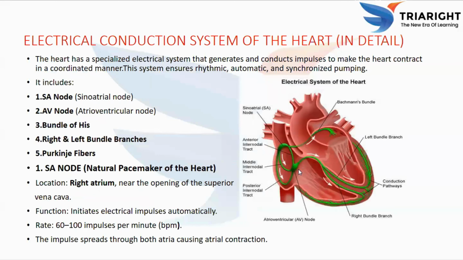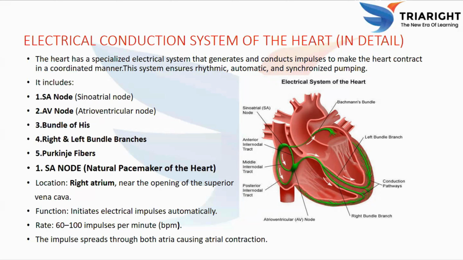This is about the cardiac cycle, diastole and systole, and the 7 phases of the cardiac cycle. And then we are going to learn about the electrical conduction system of the heart. So what is the electrical conduction system of the heart? The heart has its own electrical system that makes it beat automatically and in the correct order. So first the atria contract, then the ventricles. This ensures the blood flows properly through the heart and to the body.